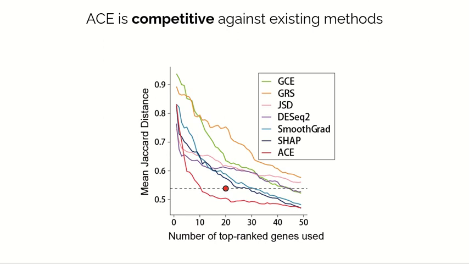The dashed line in the figure indicates the Jaccard distance by using the 20 causal genes. Notably, ACE performs even better than that, suggesting that the method successfully identifies dependent genes that are more informative than the examples of causal genes.